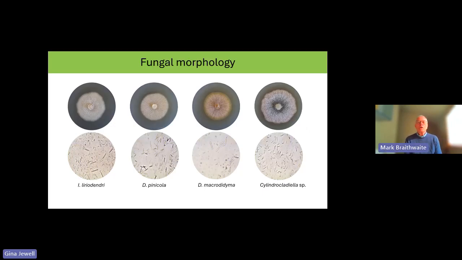So just to look at what these organisms look like on an agar plate, that's along the top there, and you can see the associated spore types down the bottom. Morphologically, there's not a lot of difference, particularly between liriodendri and pinicola. If you looked at them on an agar plate, it's very hard to tell the difference. So that's where the DNA sequencing comes in. Next, please.